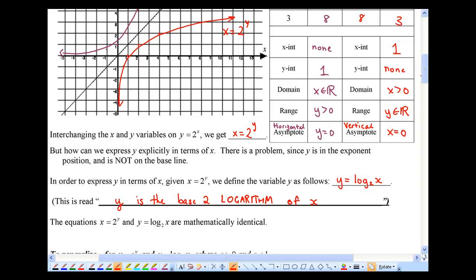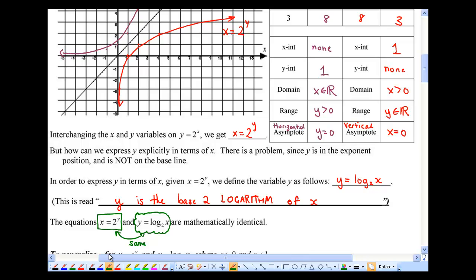Now, what I want you to understand is that these two equations, x equals 2 to the power y and y equals log base 2 of x, or y is the base 2 log of x, they're the same. Okay, they're mathematically identical. They're the same thing.